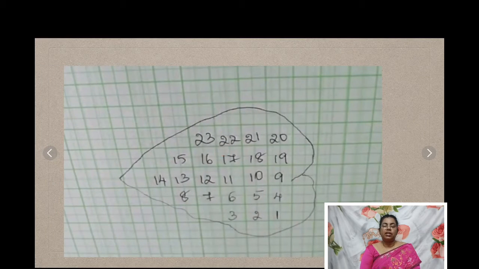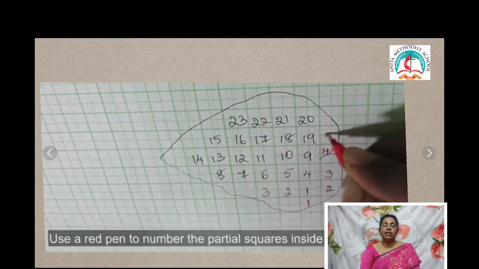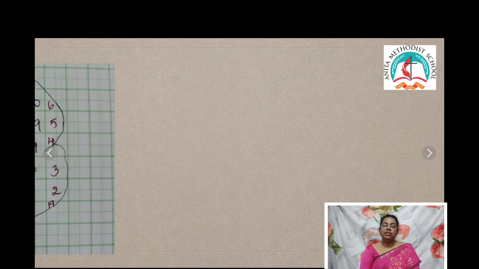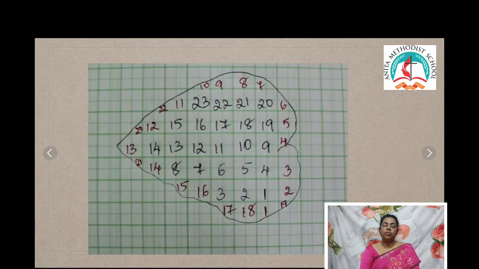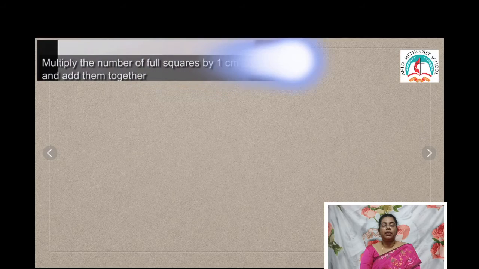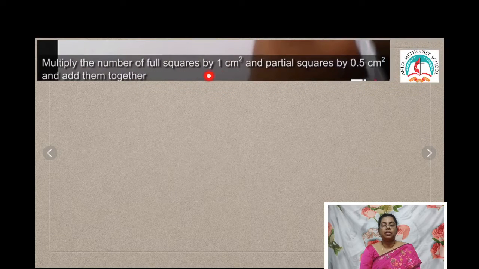Okay, children. Now use a red pen to mark the partial squares inside the leaf. Okay. Have you got it? See, I have marked. I got 22 partial squares. Now we are going to find the area of it. So what we have to do is multiply the full squares by 1 centimeter square and the partial squares by 0.5 centimeter square. So first let's start with the full squares.